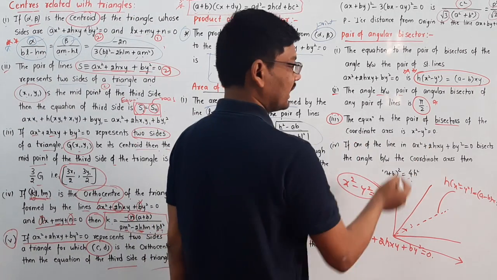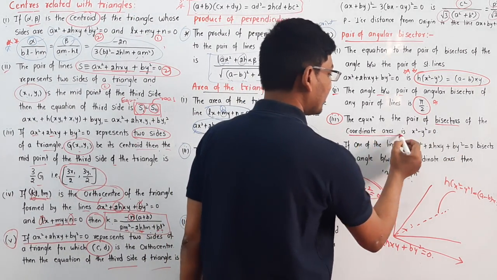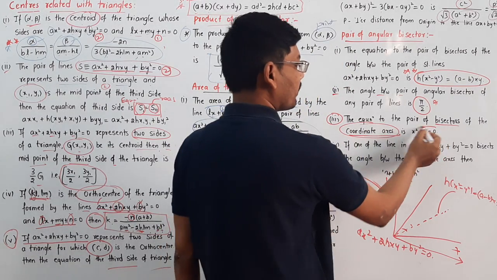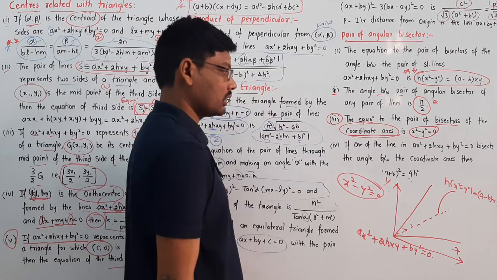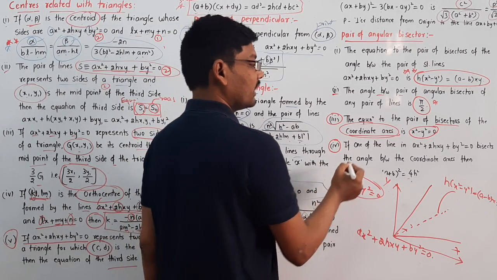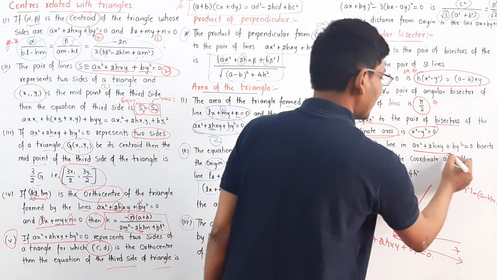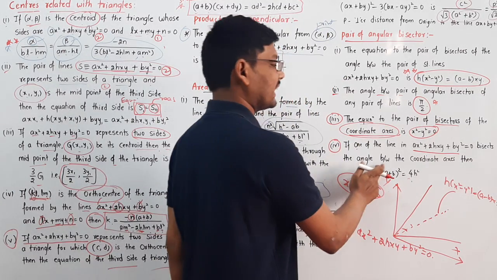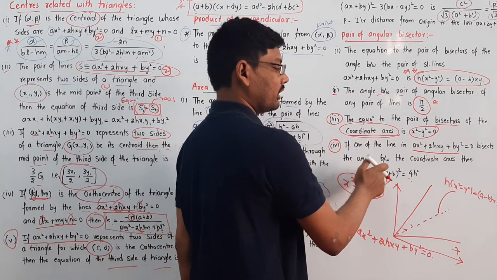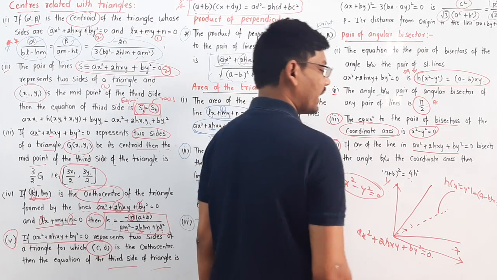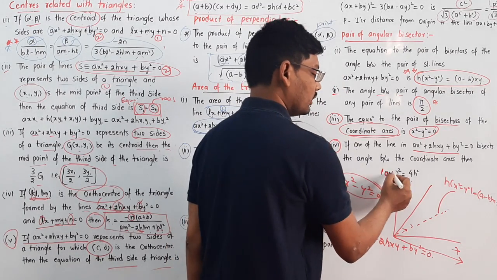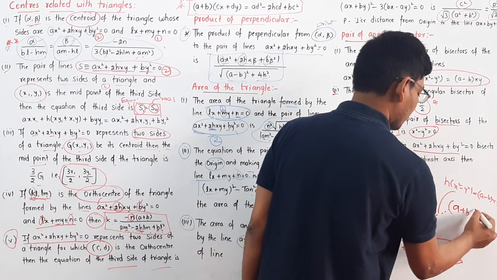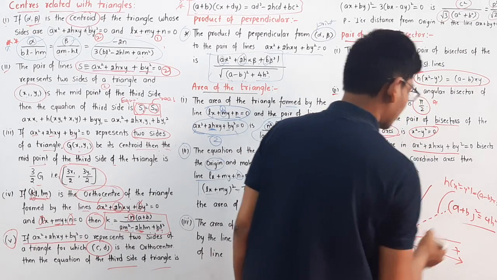And this is all about the equation of the pair of bisectors of the coordinate axes. If the x and y axes are taken, then the equation is x square minus y square is equal to 0. And the fourth point is, if one of the lines of ax square plus 2hxy plus by square is equal to 0 bisects the angle between the coordinate axes, then the condition is (a plus b) whole square is equal to 4h square.